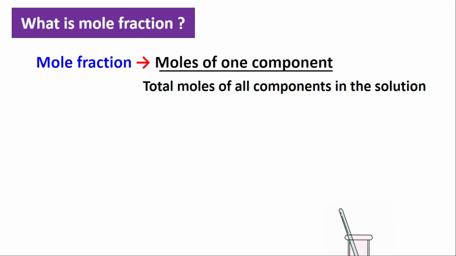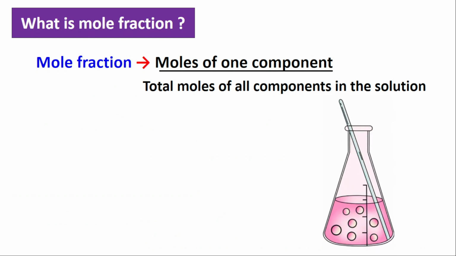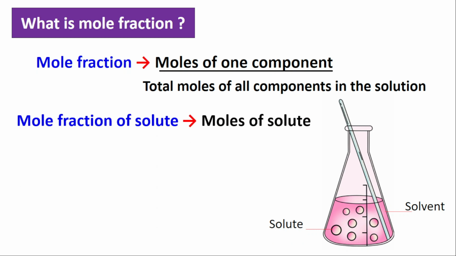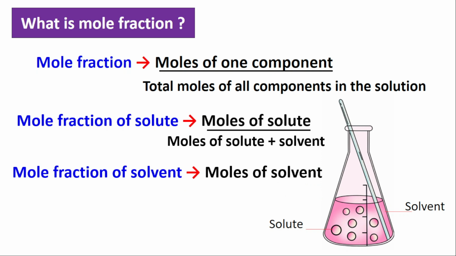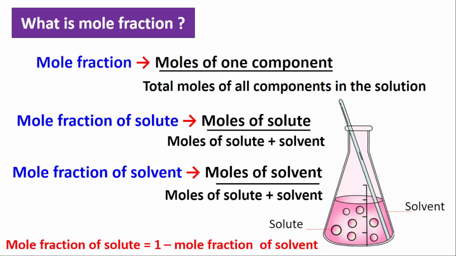Now we already know that a homogeneous chemical solution has only two components, that is a solute and a solvent. So in a chemical solution, the mole fraction of the solute is calculated by dividing the moles of solute by the total moles of the solution, which is the sum of moles of solute and the solvent. Similarly, the mole fraction of a solvent is equal to the moles of solvent divided by the total number of moles of solute and the solvent. Also, you may find it interesting that the mole fraction of solute equals 1 minus the mole fraction of solvent and vice versa. But how do we convert ppm to mole fraction?